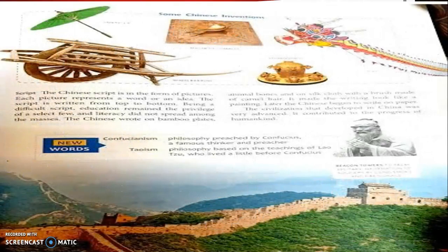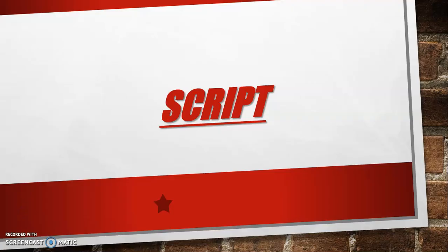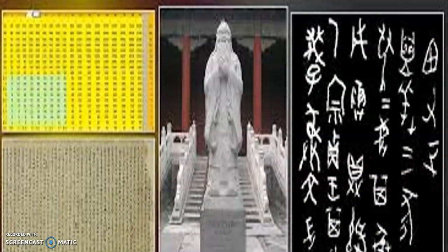Now next topic is script. The Chinese script is in the form of pictures. Each picture tells about a word. This script is written from top to bottom. Writing in Chinese is very difficult. Only the rich could afford to make their children study.